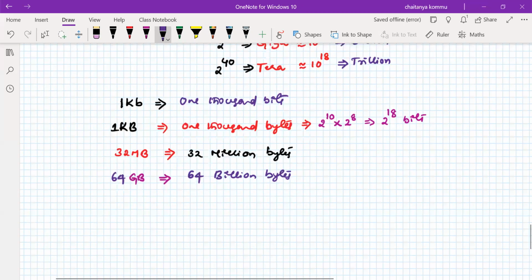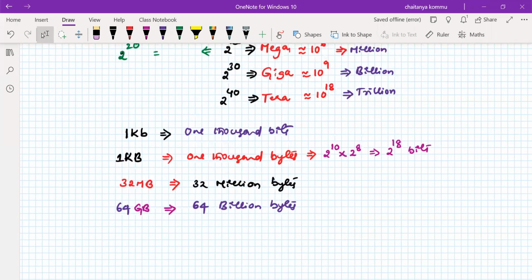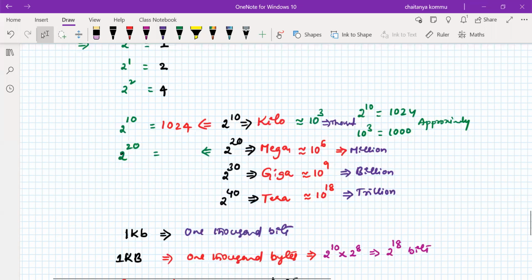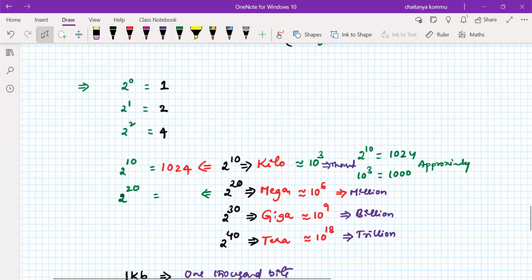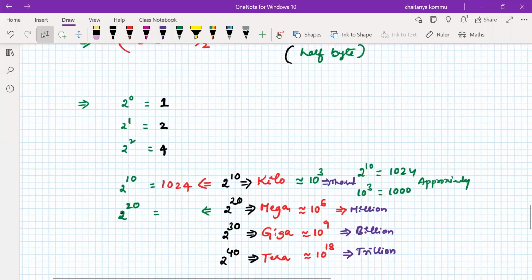We have to remember these points. Sometimes it's very useful to talk about any digital system having the data information in the form of megabytes, gigabytes, or terabytes. Most of the cases, instead of bits, we talk about bytes, the byte of the information that we want to store. So these are the things that we have to remember about the binary number system.